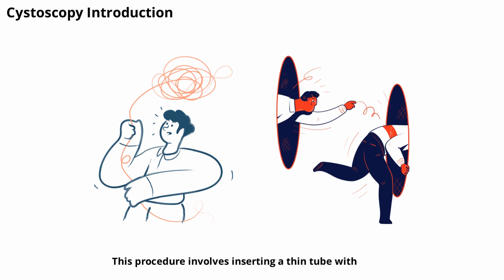This procedure involves inserting a thin tube with a camera into the bladder through the urethra. Cystoscopy allows direct visualization of the bladder lining, helping to identify characteristic signs of IC, such as Hunner's ulcers or pinpoint bleeding. It's a key diagnostic tool when other tests don't provide clear answers.